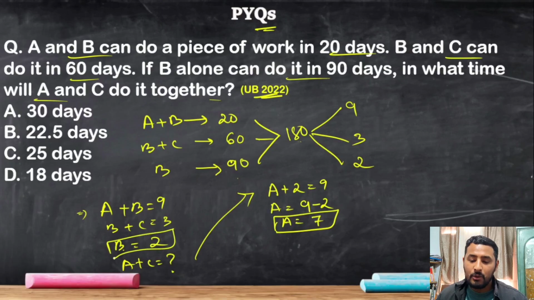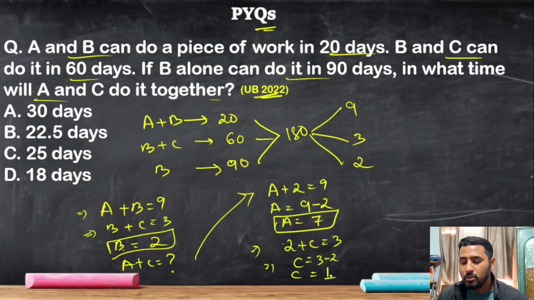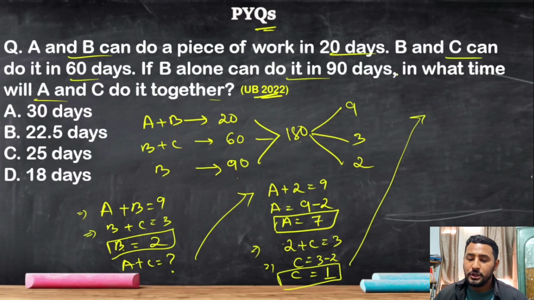We have B. Now we need C. So what can you do? Again, for C, do the same way. You'll put here. B is how much? Our B is 2 plus C equal to 3. Then C will be 3 minus 2. C will be equal to how much? 1. So the efficiency of C is 1, right? Now what should we do?